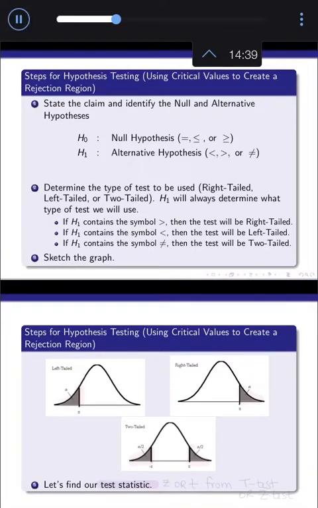Now the question becomes, how do we do something like the last problem, but instead of using p-values, how do we use rejection regions? Well, let's take a look. You'll still come up with your claim, figure out where it lands as either the null or the alternative hypothesis. Figure out if you have a right-tailed, left-tailed, or two-tailed. You'll still sketch a graph.